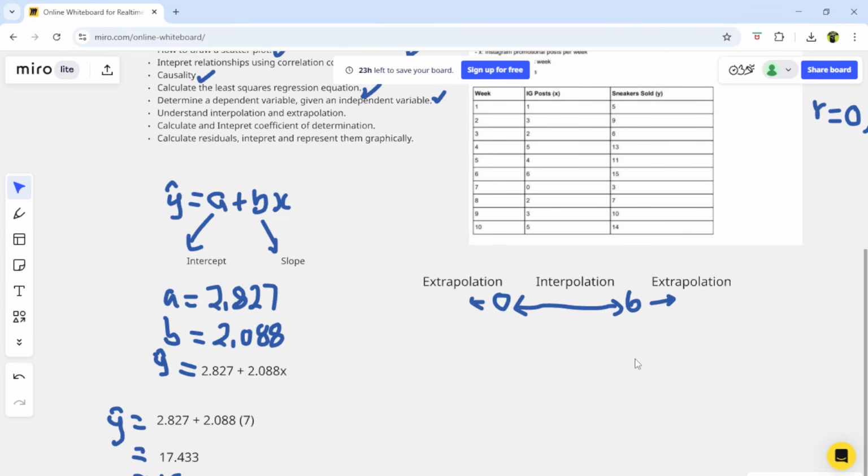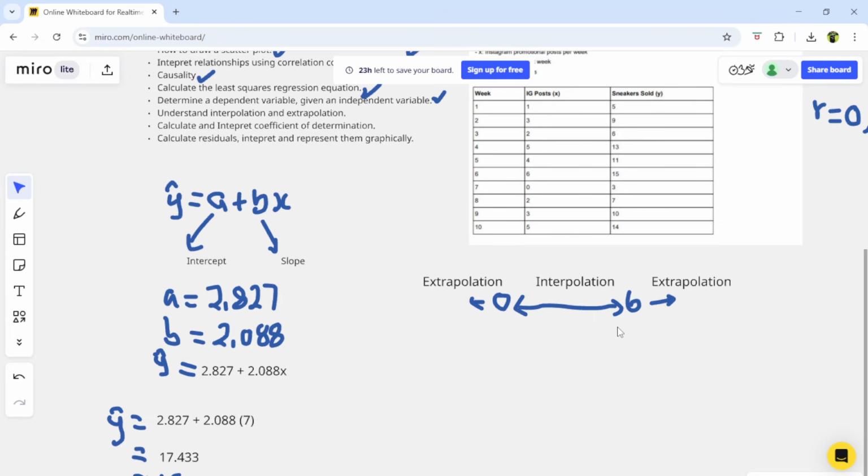All right. So for the example that we just did of calculating how many sneakers we will sell if we posted 7, you're gonna ask yourself, is 7 between 0 and 6? If it is, then it's interpolation. If it's not, then it's extrapolation. But you can see that 7 is actually over 6. It's not between 0 and 6.